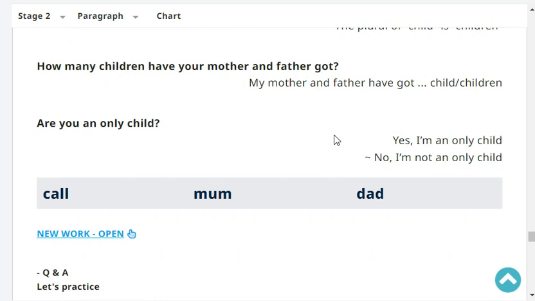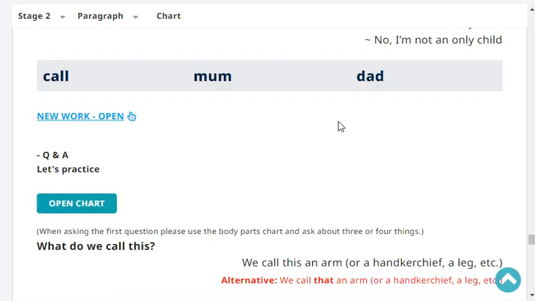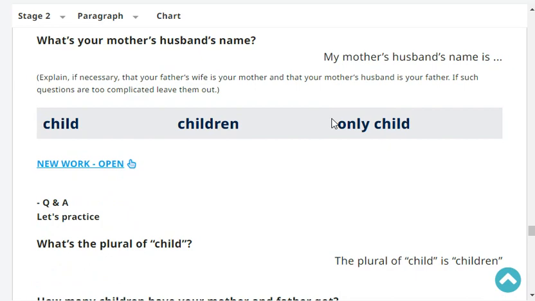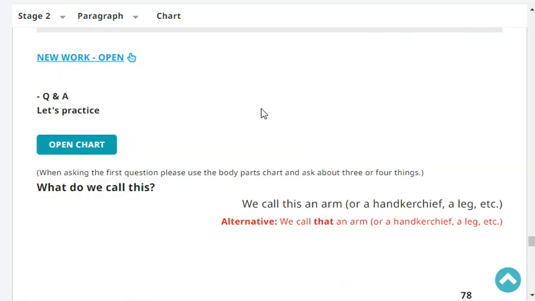Are you an only child? Yes or no? No, I'm not an only child. Very good. Okay, and that's the end of our revision. Let's have a new word.